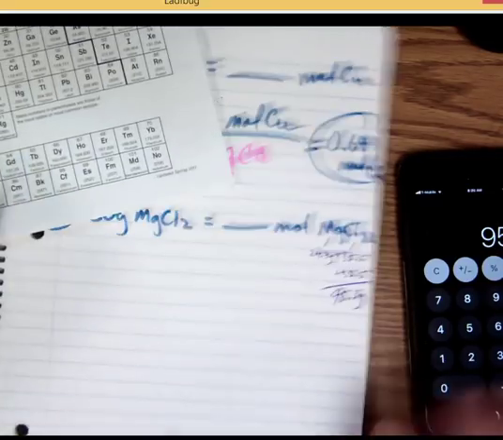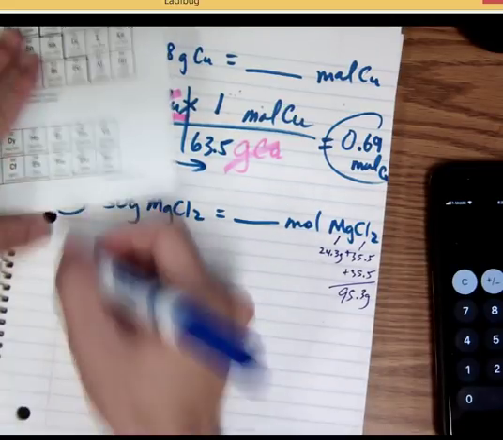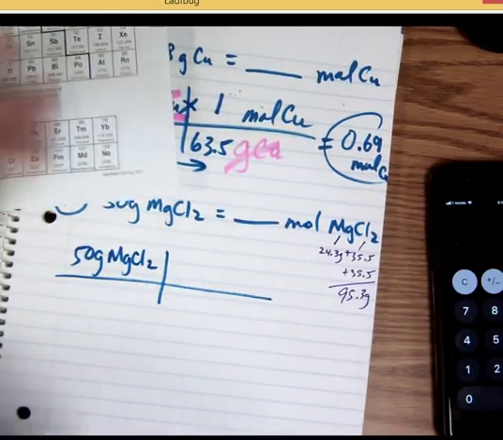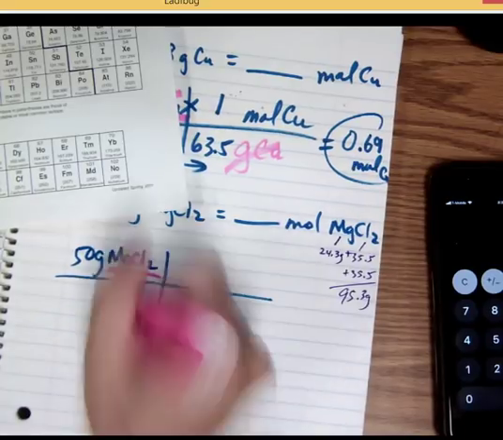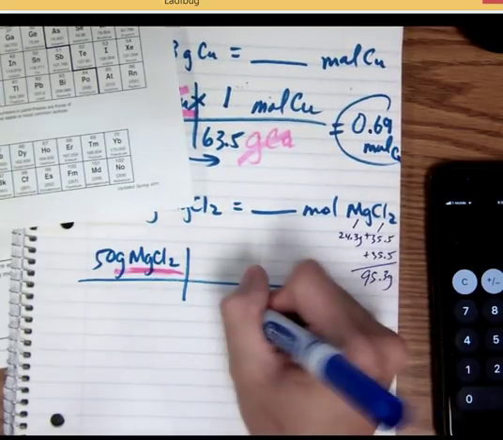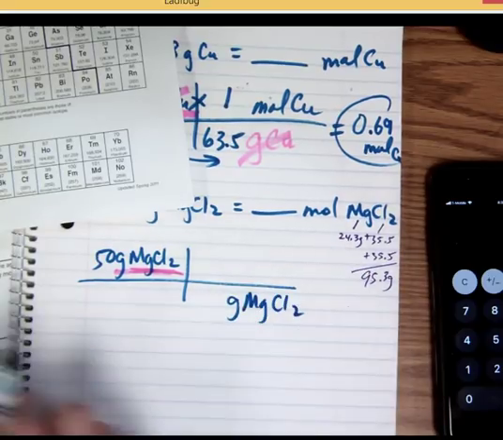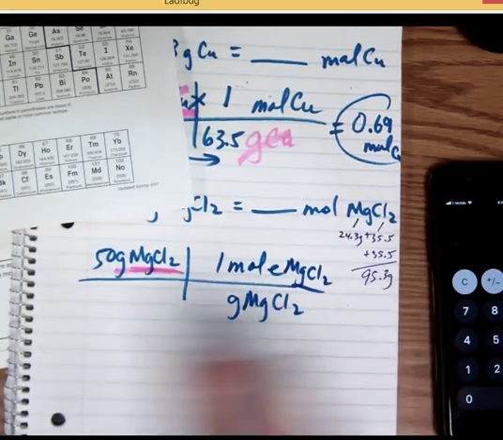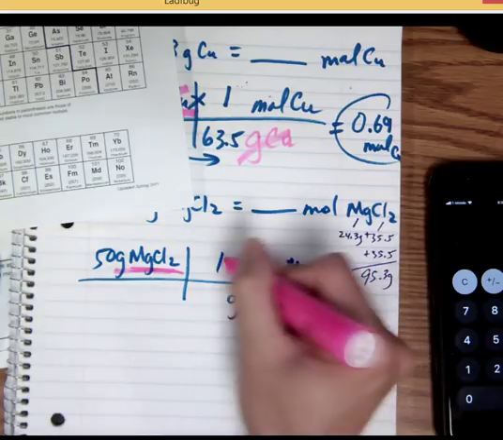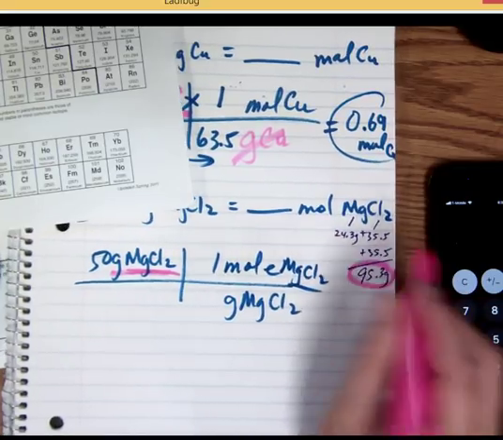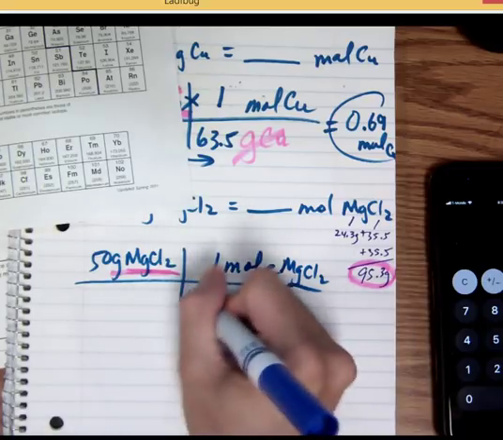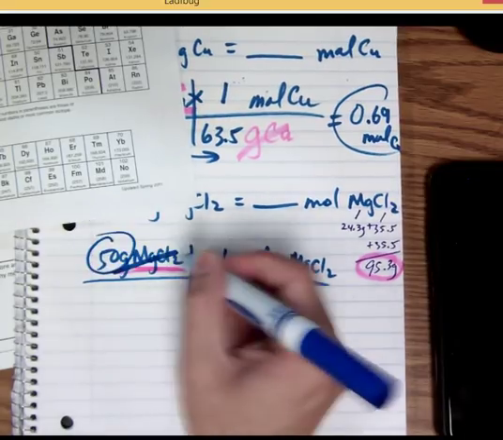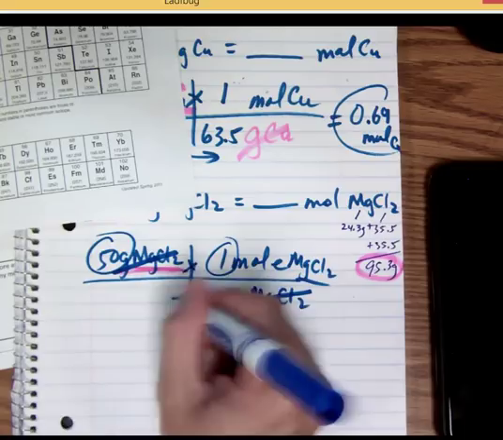Okay? So we start with 50 grams of MgCl2. What unit goes on the bottom of the next one? We want this unit, just the units, okay, not the numbers. Grams of MgCl2. And 1 mole goes on top. MgCl2. Okay? So, 1 mole of MgCl2 is how many grams? Is that much grams. 95.3. These units cancel out. And so just take the numbers, multiply the top, divide by the bottom.